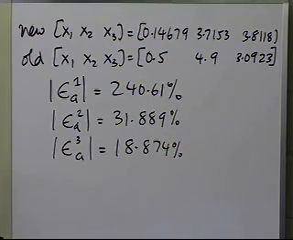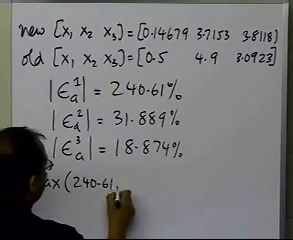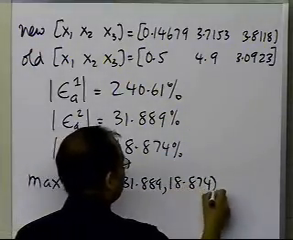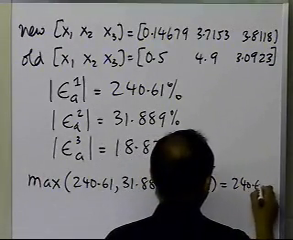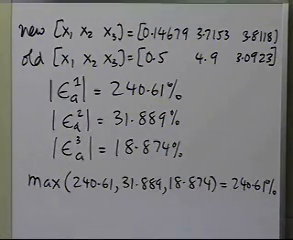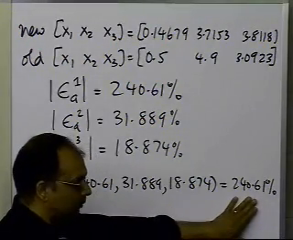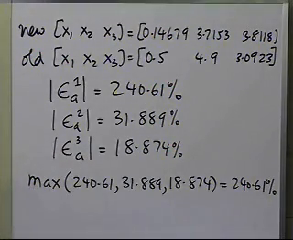Now, if you're going to find the maximum of these absolute relative approximate errors, 240.61, 31.889, and 18.874, you are going to get 240.61%. So what you're finding out here is that at the end of the first iteration, the maximum absolute relative approximate error was 100%. And now we're getting 240.61%. So it might lead you to believe that this process is diverging, but that's not the case.